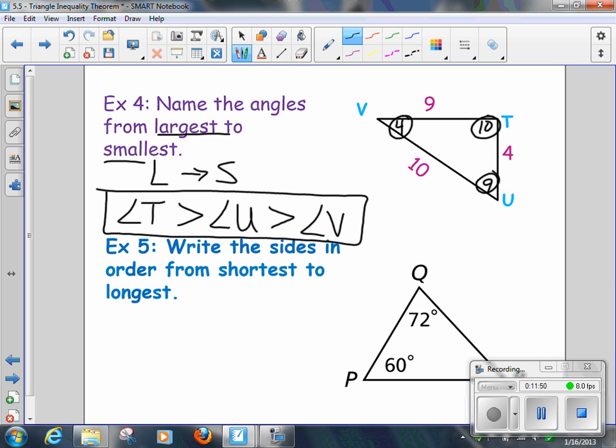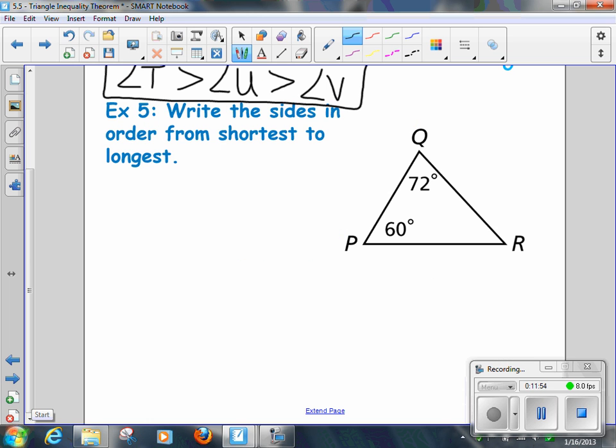Let's look at this next one. It says write the sides. Is anything going to change here, y'all? Yes. This is just dealing with sides. So, what am I missing? The angle. How am I going to find that angle right there? All right, so 60 plus 72 is 132. You got to write all this down. Take 132 away from 180. Yeah, that's right. 48 degrees.